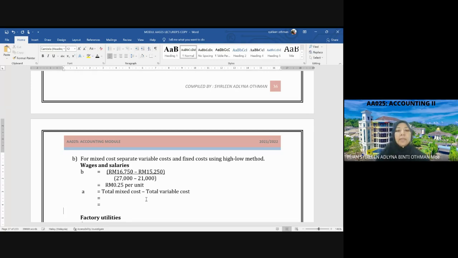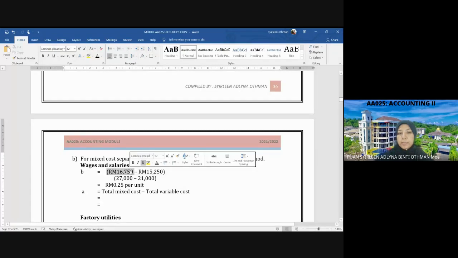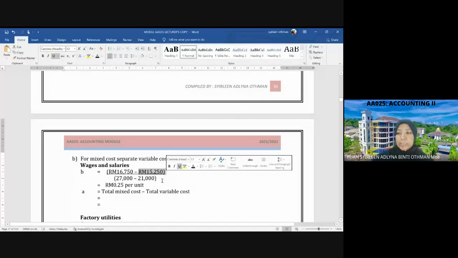Okay, alright, so sekarang I dah dapat B. Tapi B ni hanya untuk satu item which is wages and salaries. Alright. So sekarang kerja saya ialah asingkan A yang ada dalam wages and salaries tadi. So I can use either my highest cost which is February ataupun saya boleh guna my lowest cost which is January lah for wages and salaries. Untuk wages and salaries saja.